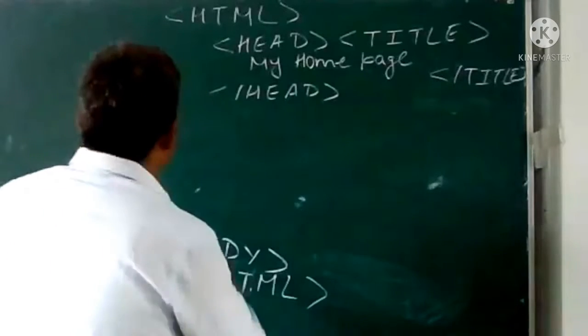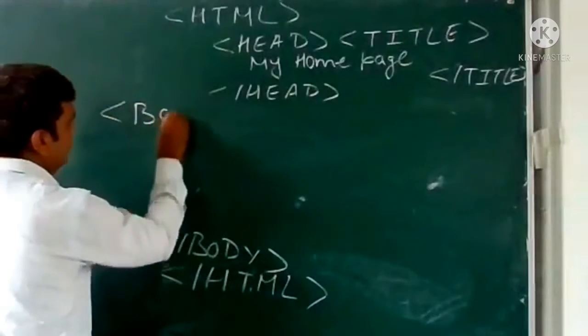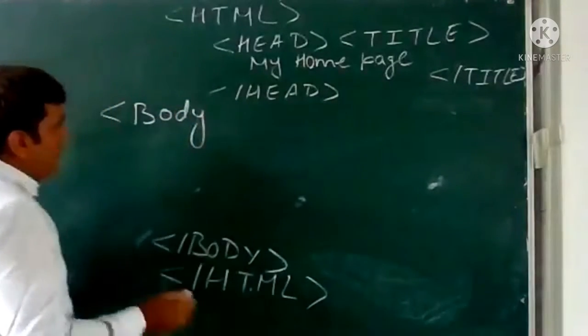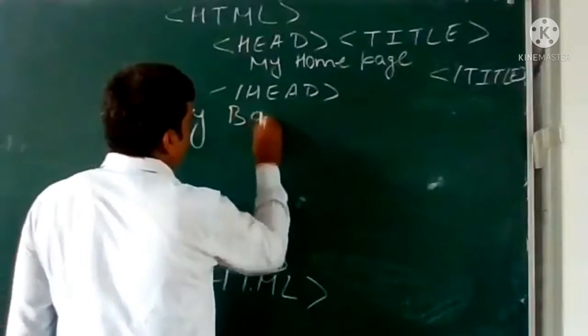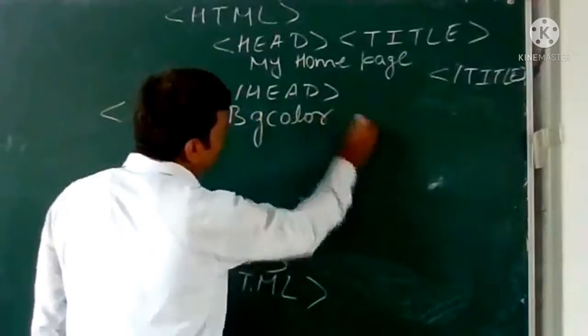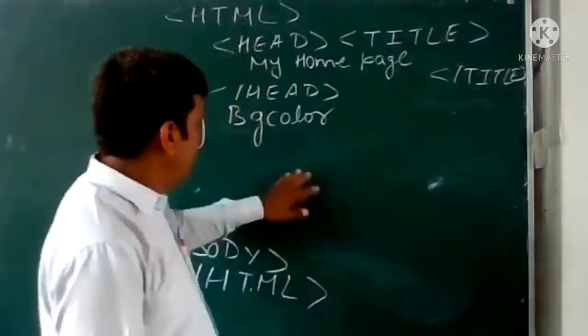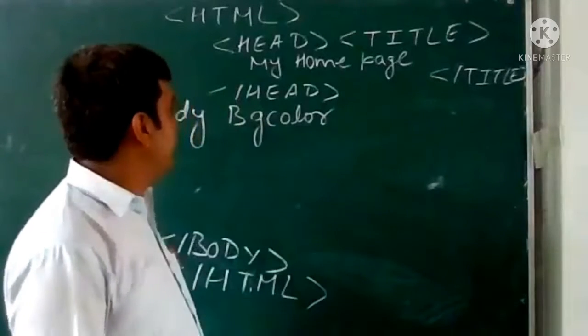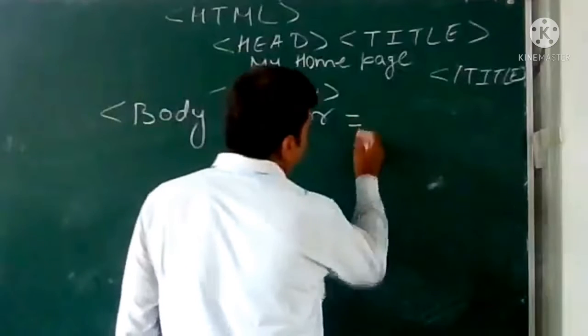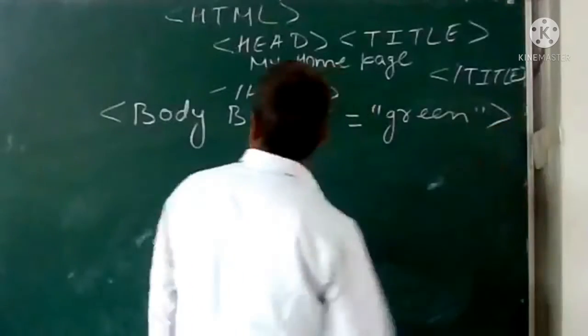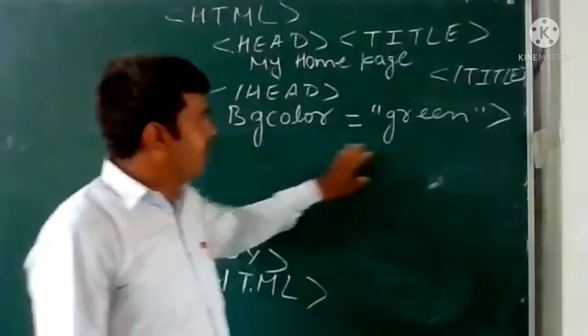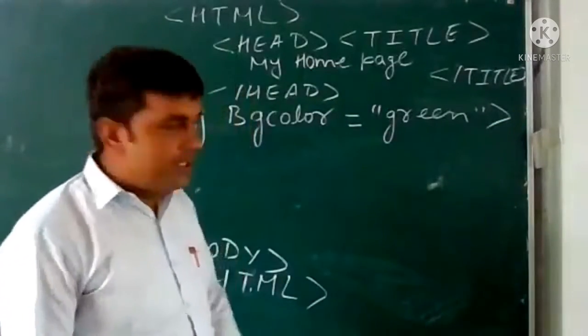Now see, here inside the body tag, we write BG color, background color, to set the background color of the web page. By default the background color of the web page will be green, and you see the background color of this board is green. This is the green board. Similarly, the background color of the web page is set. What color? Green. Now this body background color green will set the background of the web page green.